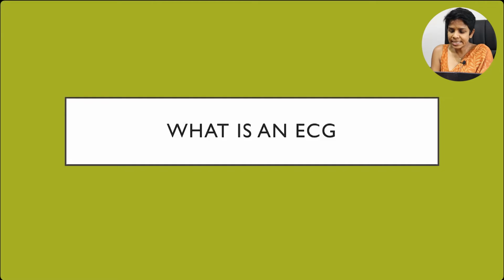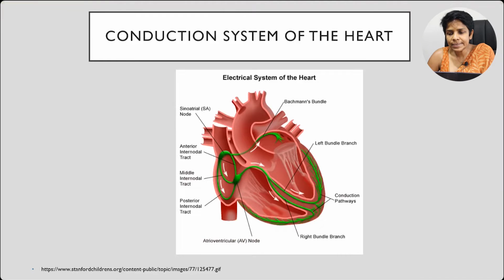So, what is an ECG? It's actually a representation of some of the electrical activity of the heart that is graphed against time on an ECG paper. So it all boils down to this, which is the important part of our heart, the conduction system of the heart, where this electrical activity generates.